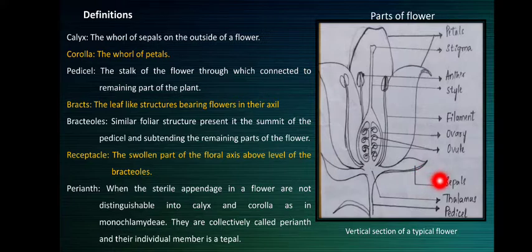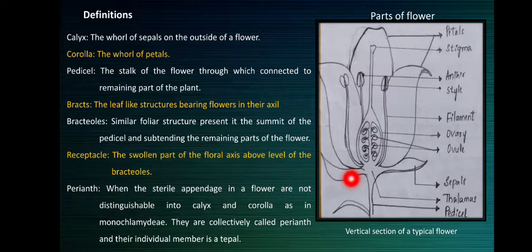the whorl of sepals on the outside of a flower is the calyx. The whorl of petals is called the corolla. The pedicel is the stalk of the flower, through which it is connected to the remaining part of the plant. Bracts are the leaf-like structures bearing flowers in their axil. Bracteoles are similar foliar structures present at the summit of the pedicel and subtending the remaining parts of the flower. The receptacle is the swollen part of the floral axis above the level of the bracteoles.